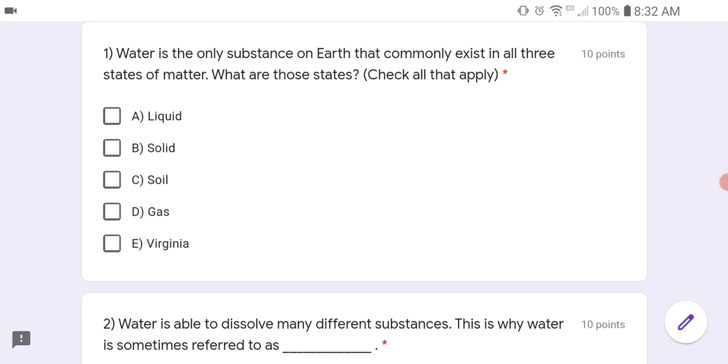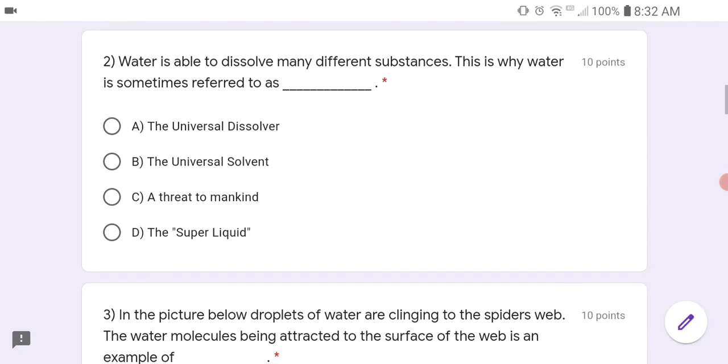Check all that apply. A. Liquid, B. Solid, C. Soil, D. Gas, and E. Virginia. Number 2.